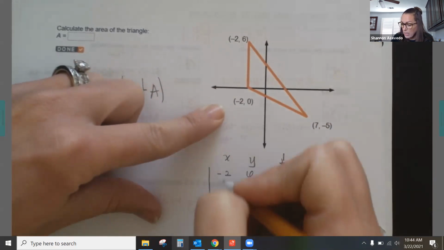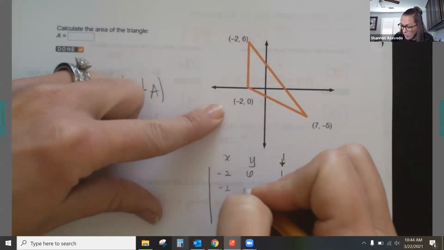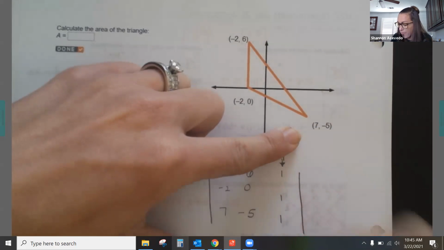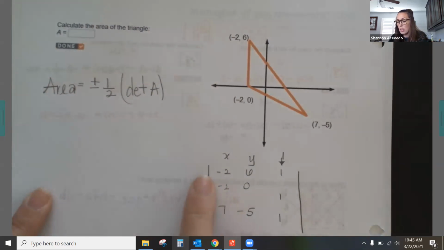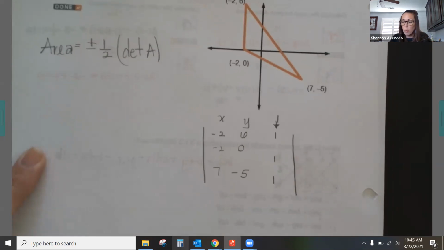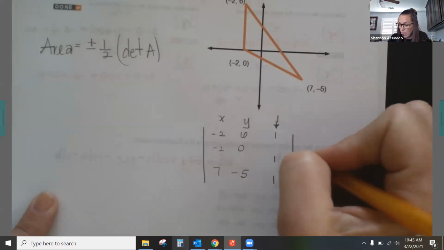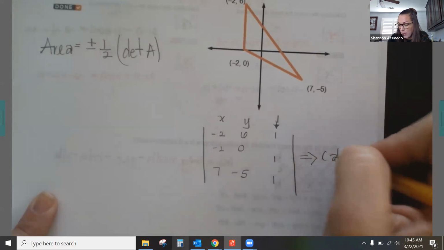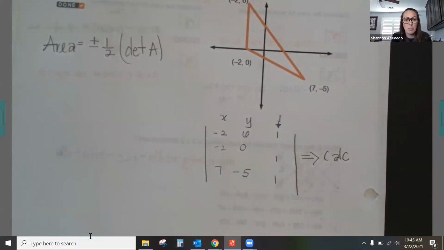My next point is -2, 0. And this is going to be 7, -5. So again, these are each of the points, my X coordinate, my Y coordinate. I would want to figure out the determinant of this. It's a 3 by 3, so I'm going to plug this into my calculator. Let's pull up the calculator. We still have it out.